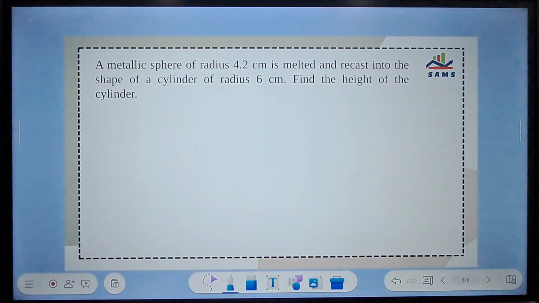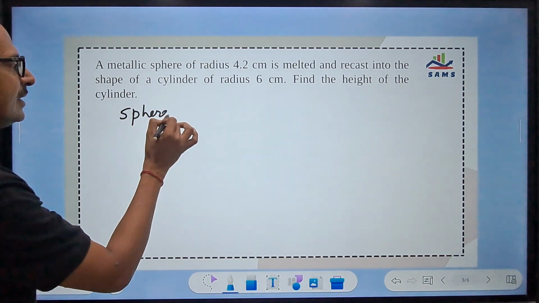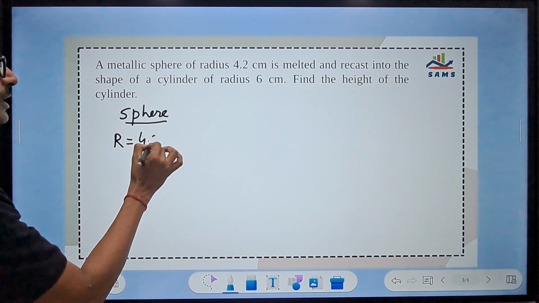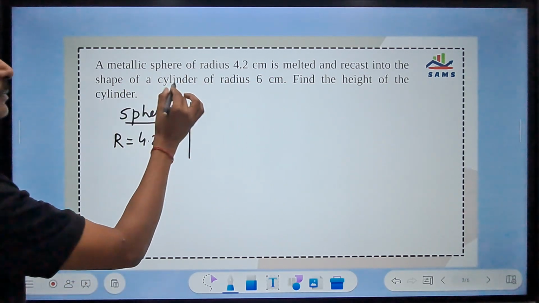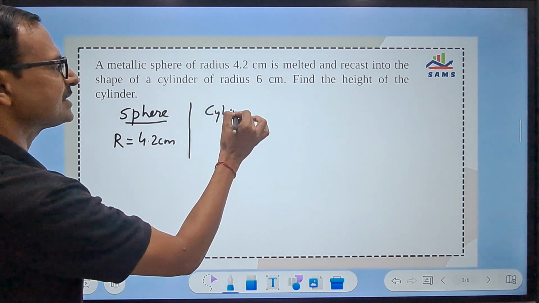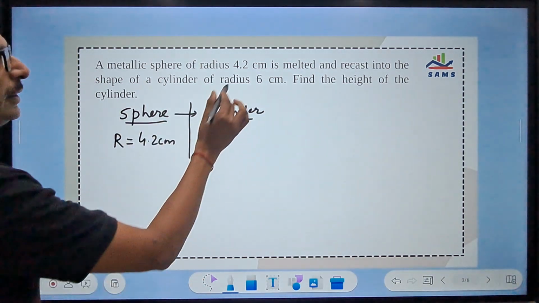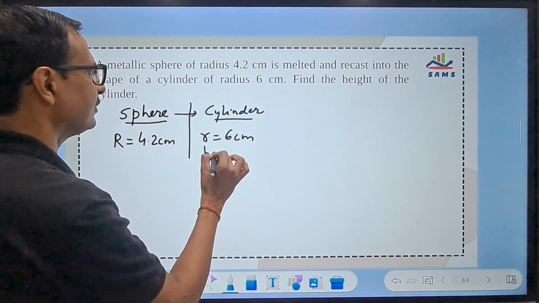Let's see another one. So there is a metallic sphere of radius, so there is a sphere, I'll always write it like this. Sphere of radius capital R, say 4.2 centimeter, and it is being melted and recast into the shape of a cylinder. So we have a cylinder here. Now this is the conversion going on. The radius of the cylinder r is 6 centimeter. We need to find the height of the cylinder.